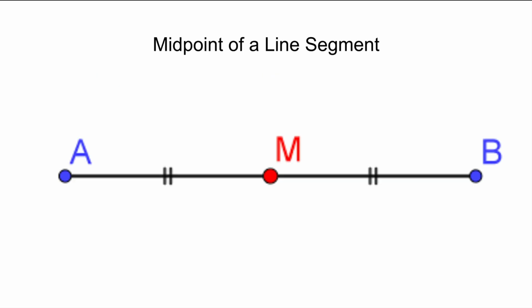We already talked about this, but just to be sure, the midpoint of a line segment. So a line segment that is bisected, cut in half exactly, M would be the midpoint. This is different from betweenness because betweenness just means it's between somewhere. The midpoint means it is exactly in the middle.